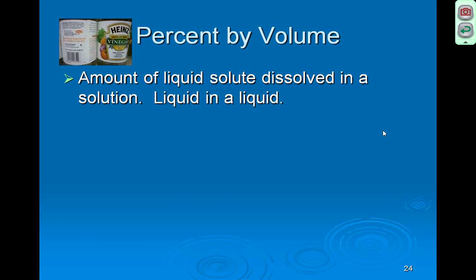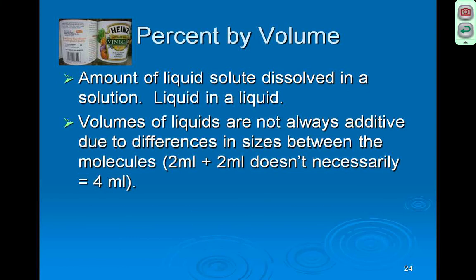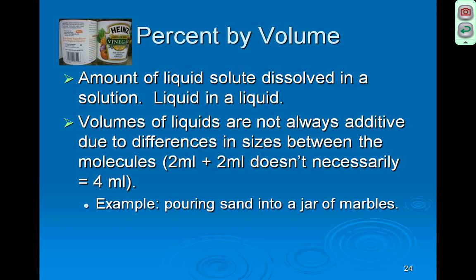Now we're going to do percent by volume. It's the amount of liquid solute dissolved in a solution. Liquid in a liquid. Sometimes it could be a non-liquid in a liquid. Volumes of liquids are not always additive due to differences in sizes between the molecules. For example, if you have 2 milliliters and 2 milliliters, it doesn't necessarily add up to 4 milliliters because sometimes one of the solutions fills in gaps in the other solution and they end up being less.